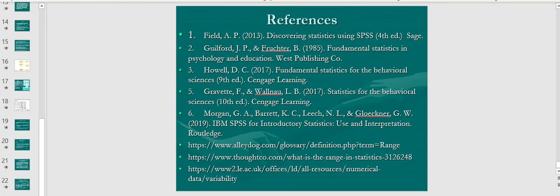And these are the references from which all this data has been taken. As references, we can also consult these books and these websites for more detail.